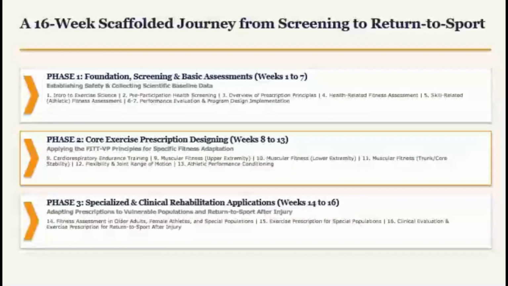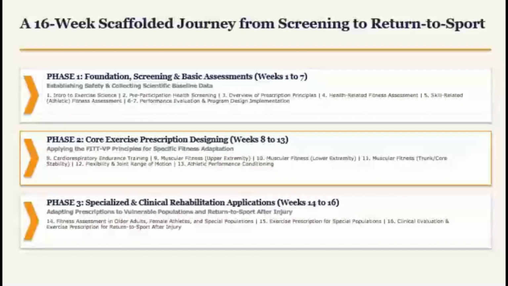Phase 3 covers weeks 14 to 16: specialized and clinical rehabilitation application. This is the apex of the course. Students apply their skills to the target populations, especially older people, female athletes, and the clinical population with a chronic illness.